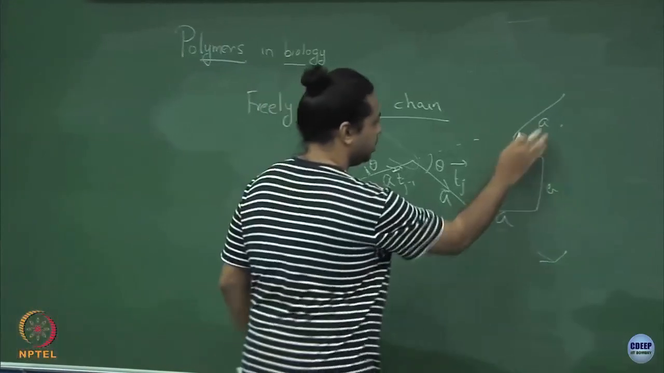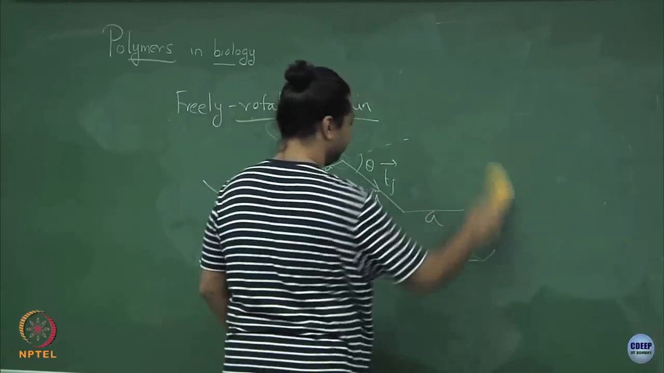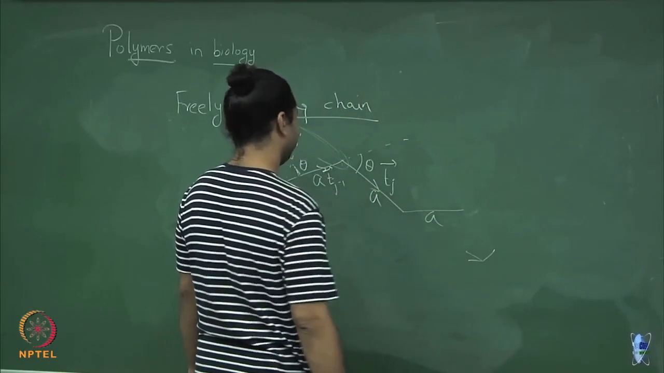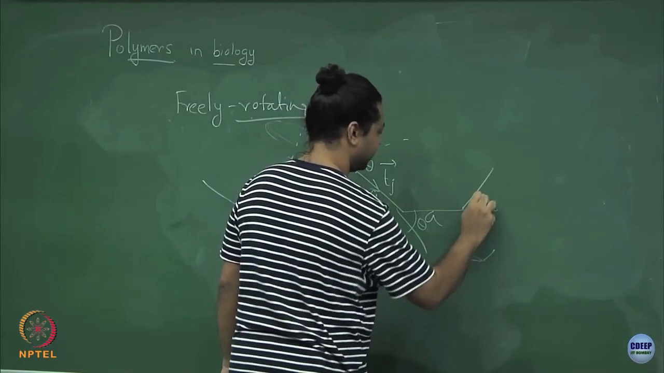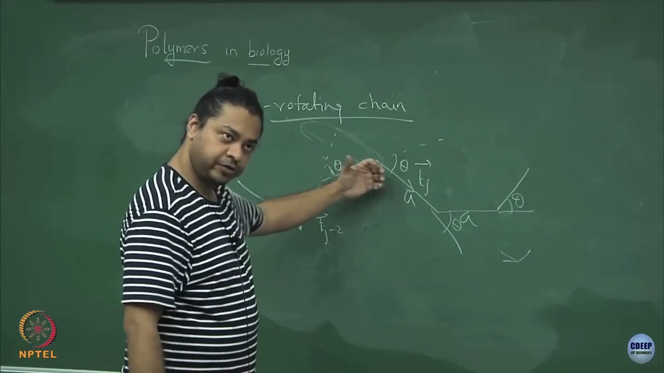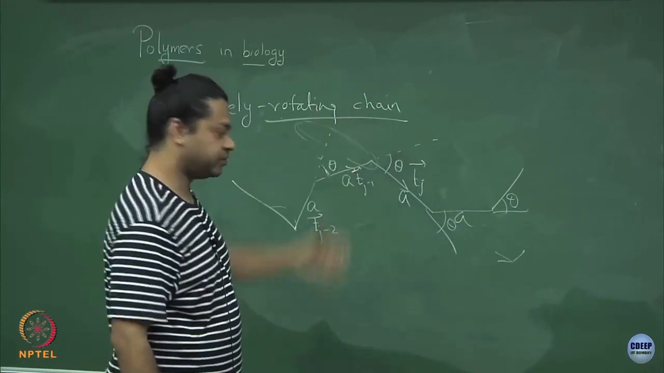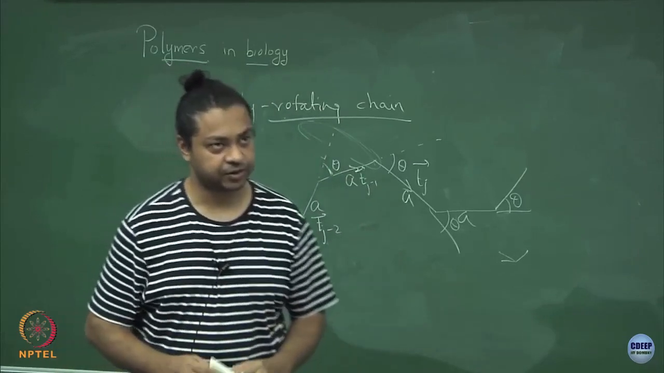Over here, oh that, come on. That I have drawn very badly, but I do not know. So, this is theta and then again this is theta and so on. It continues. So, between all bonds, that is the model of this freely rotating chain. Between all bonds I have an angle which is theta, that is my only restriction.